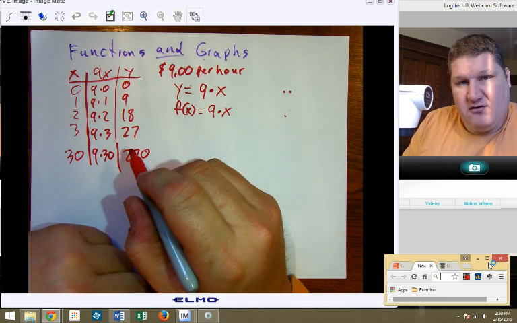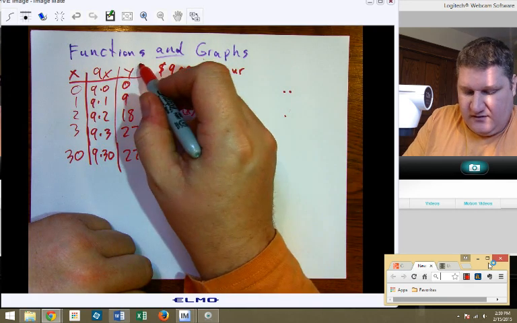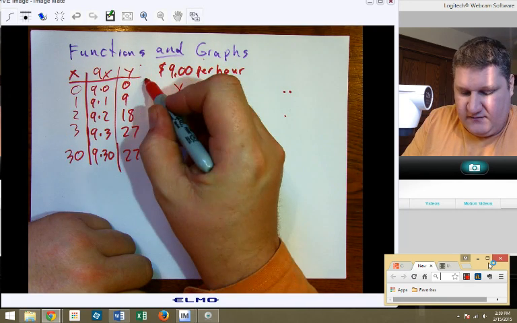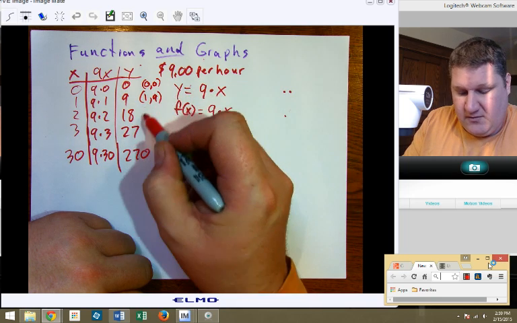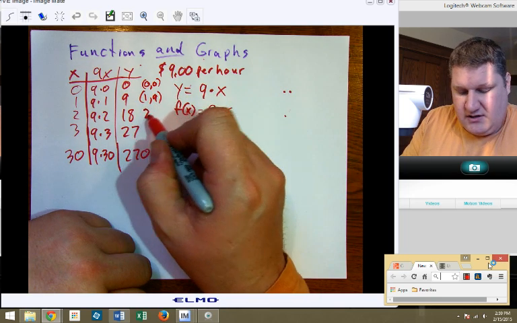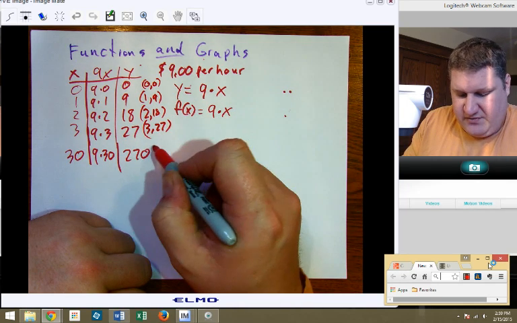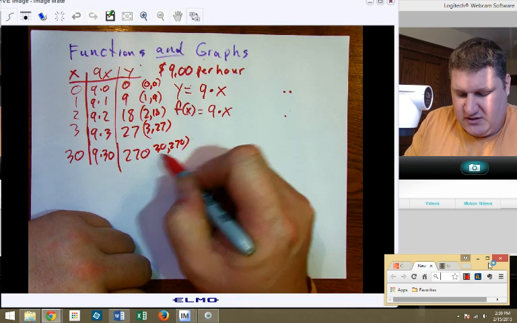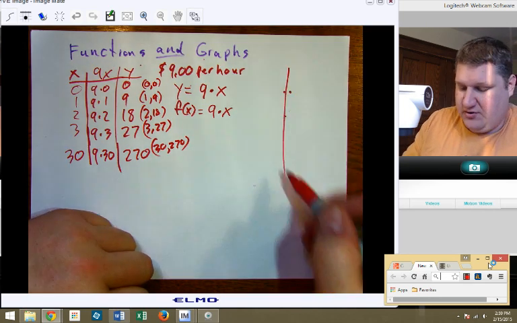However, it would be better if we could graph this. To graph this, it works out fairly nicely because since I have x's and y's, those make up points, just like we talked about in the last video. 0, 0; 1, 9; 2, 18; 3, 27; 30, 270. Okay. Now, with that, I could come over here and put them on a graph.